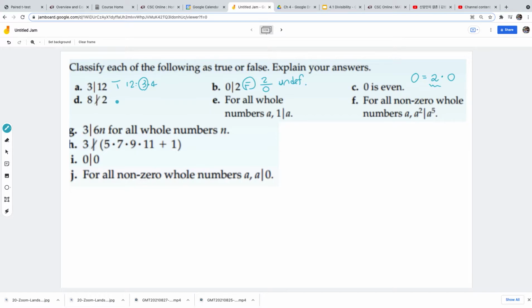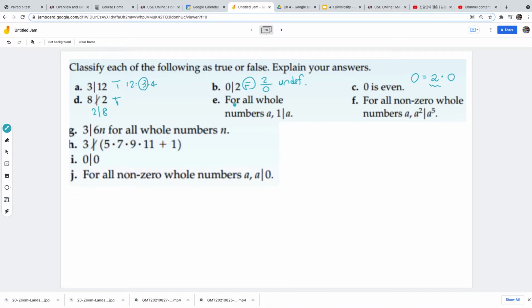How about 8 does not divide 2. 8 is not a divisor of 2. What do you think? Is this true or false? It is true because 8 does not divide 2. 2 divides 8, but 8 does not divide 2. So it is true, right?